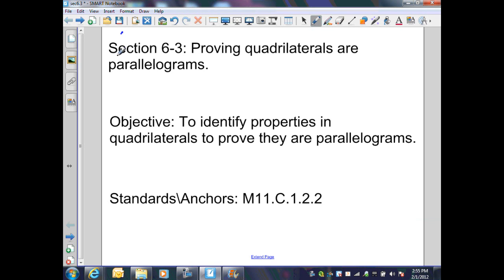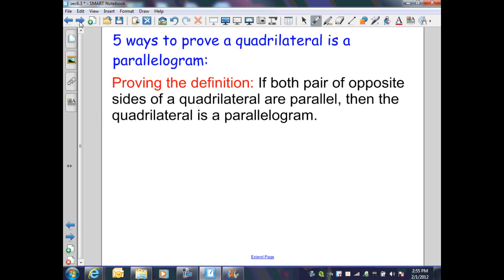Section 6.3, proving quadrilaterals are parallelograms. In this section, we have 5 ways to prove a quadrilateral is a parallelogram. We're going to use a definition and properties from the previous section to do that. So these are going to sound very familiar.